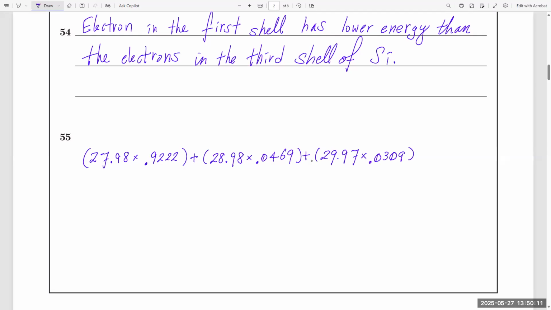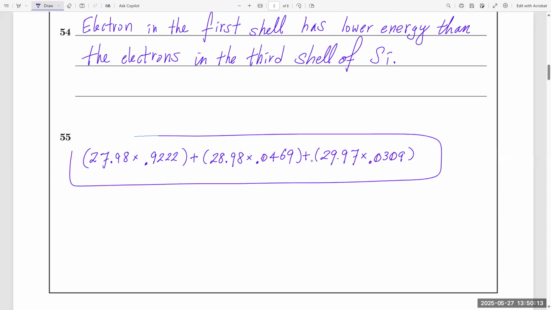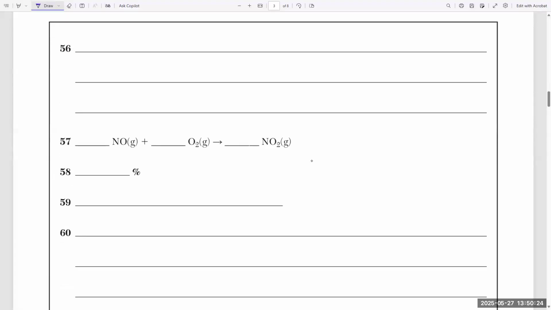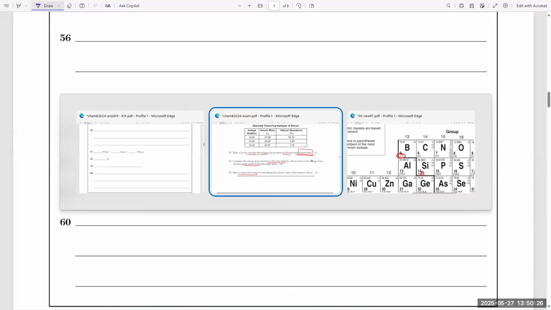0.0309. The other thing I need to tell you is that when you write this, please make sure your decimals are clearly visible and that you didn't just put a little dot that is not visible. Make sure your decimals are visible. Okay. All right, let's go.